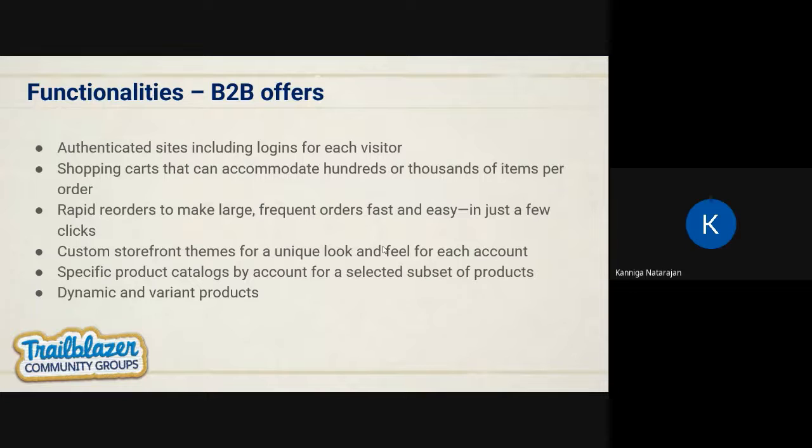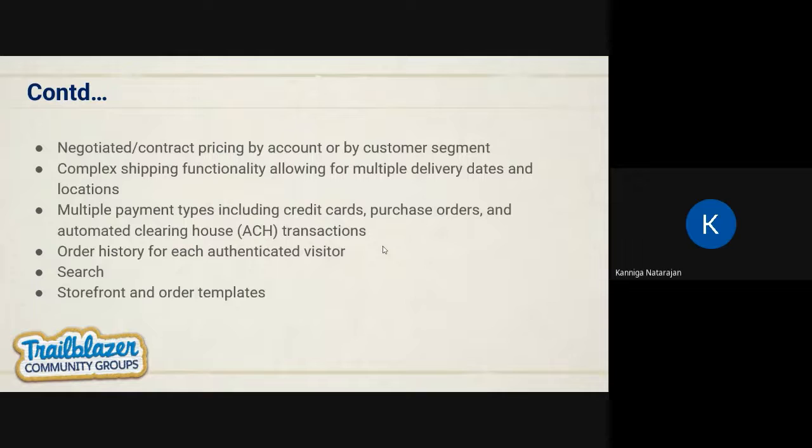Dynamic and variant products. If you want to create a product for jeans, and that jeans has three different colors, for example light blue, blue, dark blue, that kind of thing, we can make variant products also. It is very easy to create a variant product in B2B Commerce Salesforce.